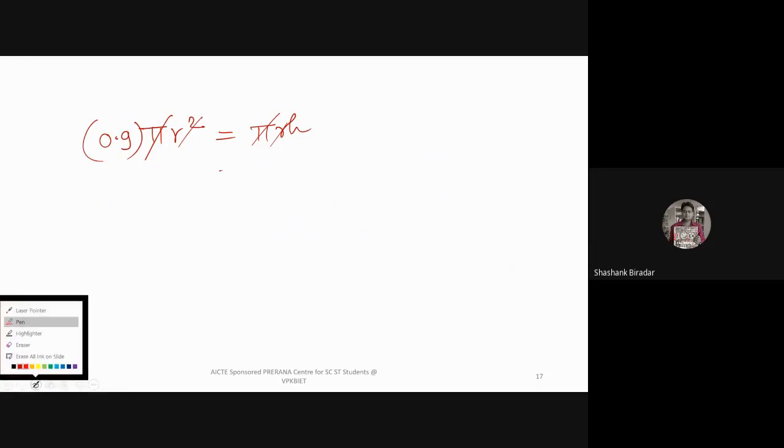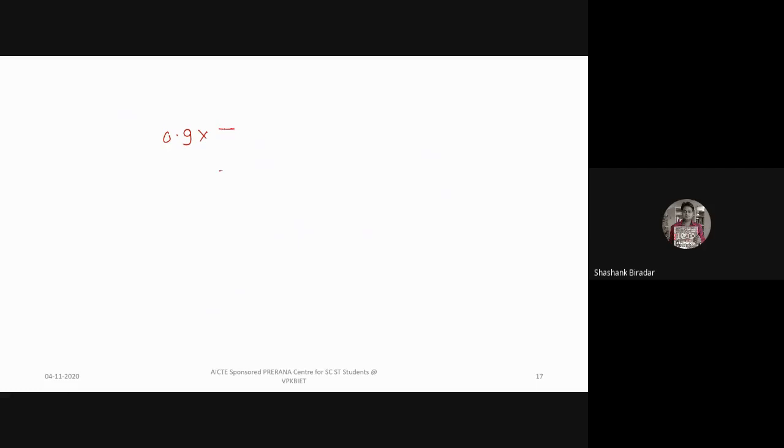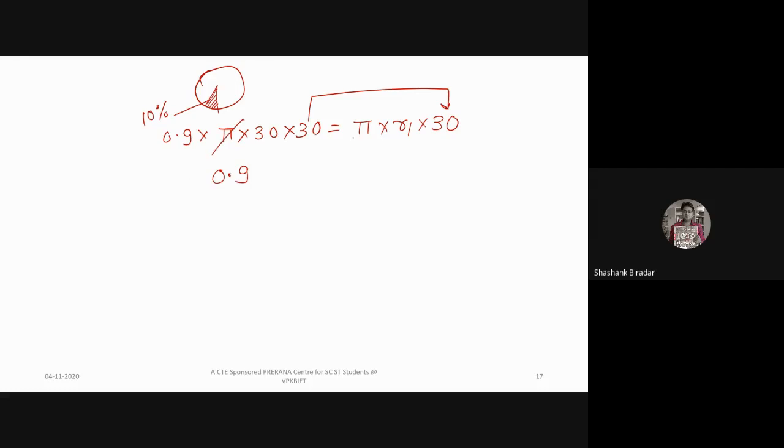So this is 0.9 into pi multiplied by 30, regarding the circular portion excluding this particular sector of 10%, and it would be pi r1 multiplied by h, where h is height. The slant height is the same as the radius of the original circle. Here pi gets cancelled, 30 gets cancelled. So 0.9 multiplied by 30 equals r1. So this is 27, r1.